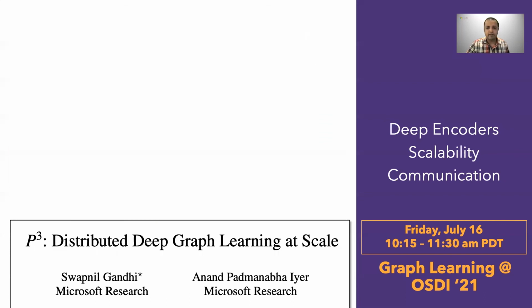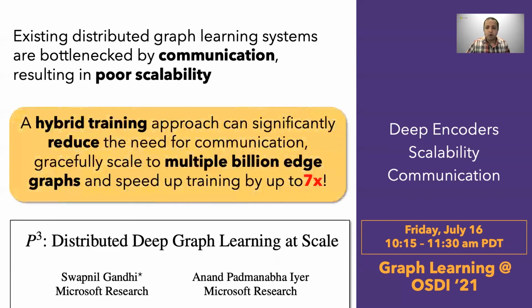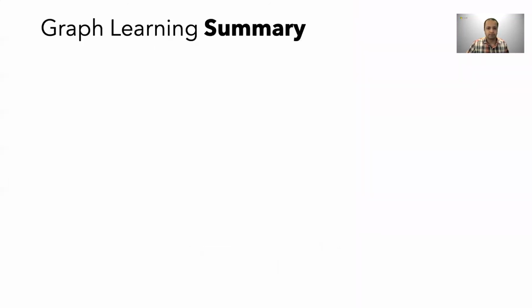The final paper focuses on distributed training of graph learning on multiple GPUs. They observed that although existing systems use the best techniques from both graph processing and distributed deep learning, they still exhibit poor scalability due to the need for communication. They go on to design a hybrid training approach that reduces the communication need significantly and improves training performance by up to 7x while scaling to multiple billions of edges.